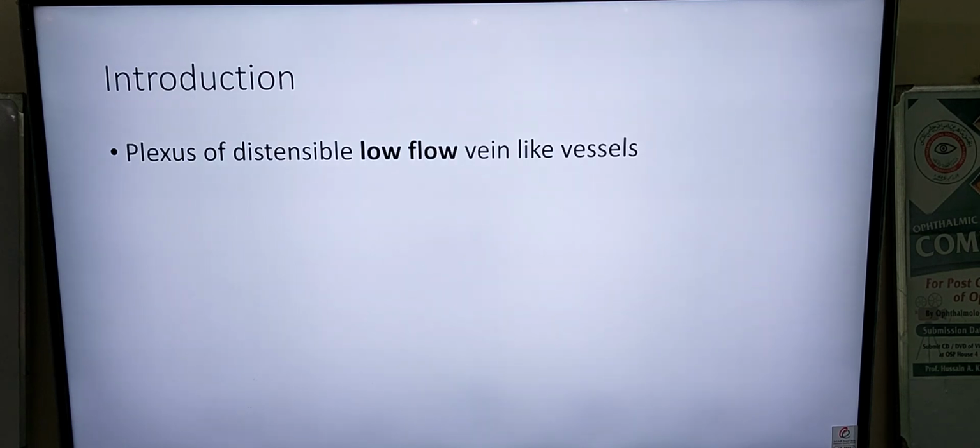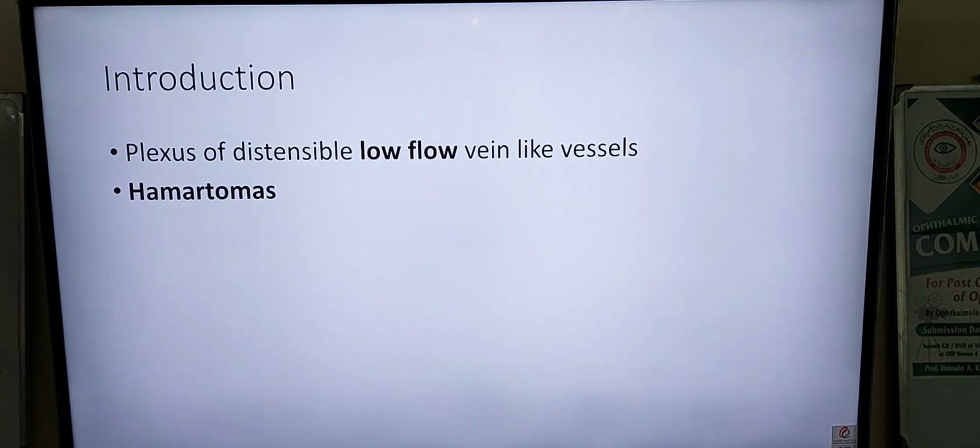Basically, vascular lesions are broadly divided into either high flow or low flow. Any lesion having some arterial component in it will be described as a high flow lesion, like for example an arteriovenous fistula. Secondly, if a lesion has a capillary or venous component, then it is described as a low flow lesion, like for example a lymphangioma or hemangioma. So varices are basically plexuses of distensible low flow vein like thin walled vessels.